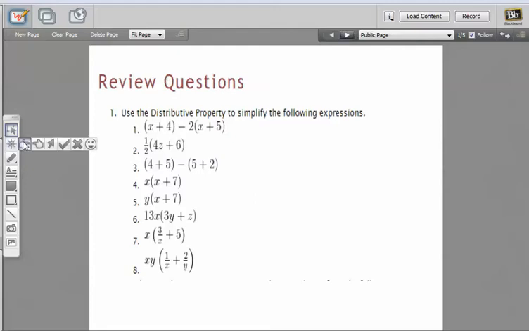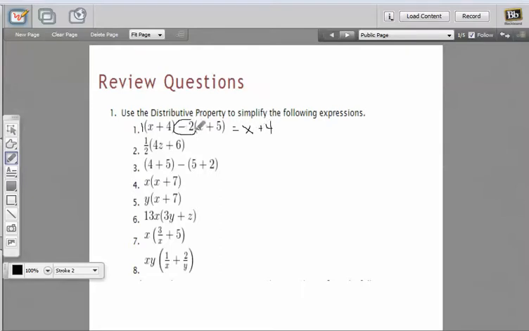All right, let's take a look at our review questions here and see if we can come up with some answers. First, it says use the distributive property to simplify the following expressions. So we are going to notice that the only value outside of my first parentheses here is a 1. So really that's just x plus 4. And I'm going to distribute a negative 2 through my second set. So negative 2 times x is a negative 2x. Negative 2 times positive 5 is a negative 10.